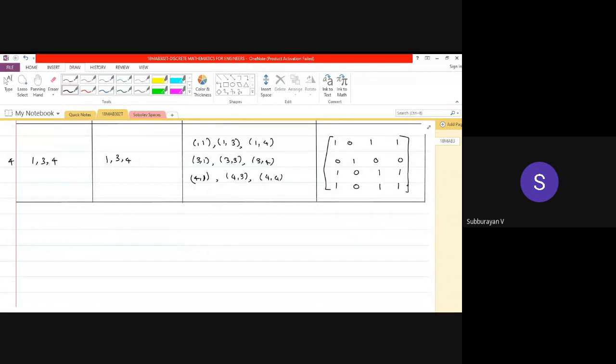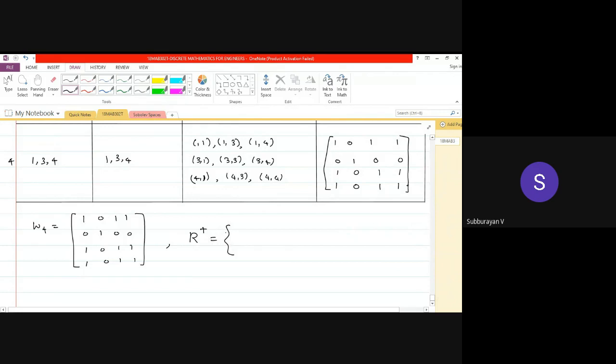Now what is our W4? Our W4 is 1 0 1 1, and then 0 1 0 0, 1 0 1 1, and then 1 0 1 1. See, this is the matrix. From the matrix, what is your transitive closure? The notation for transitive closure is R plus. Look at this.